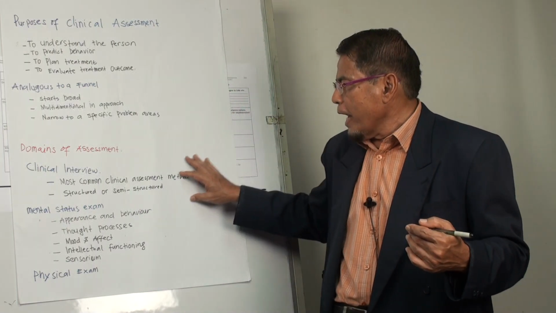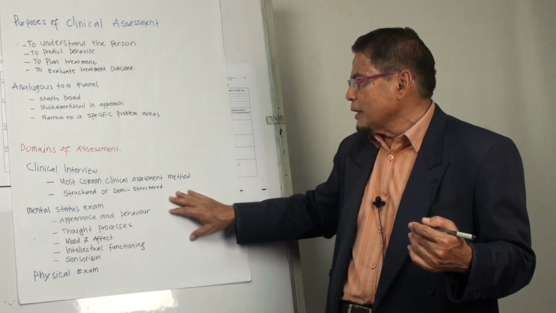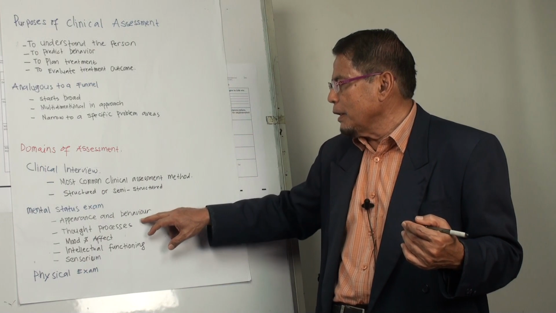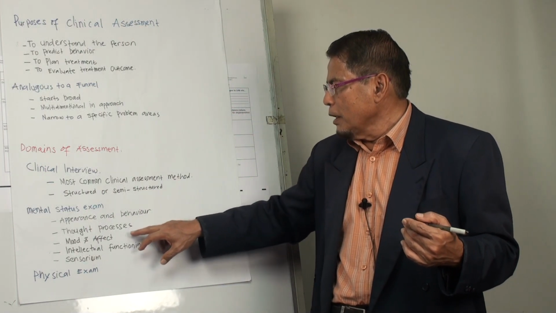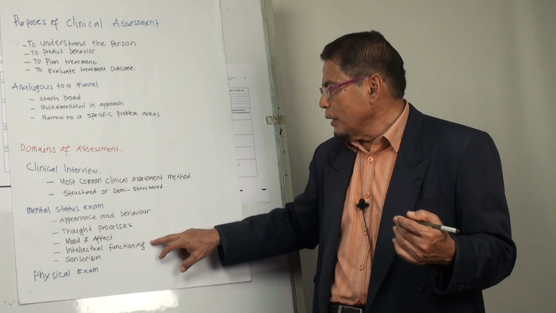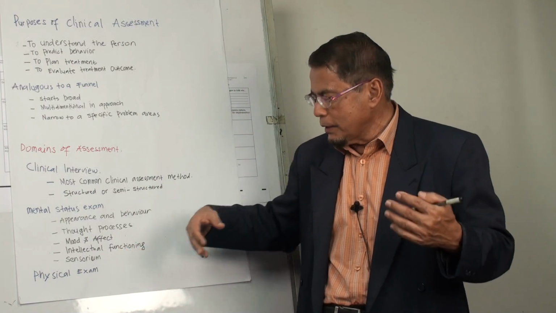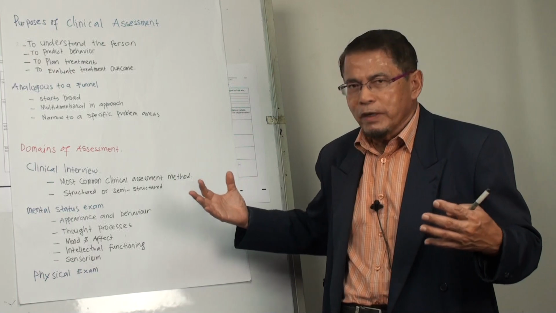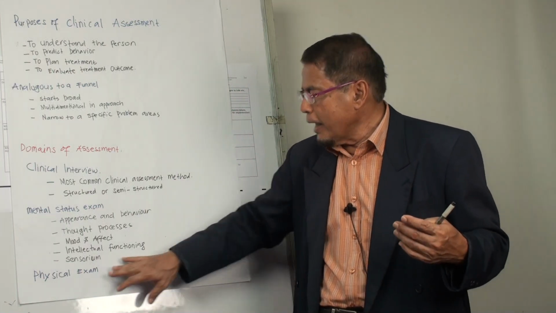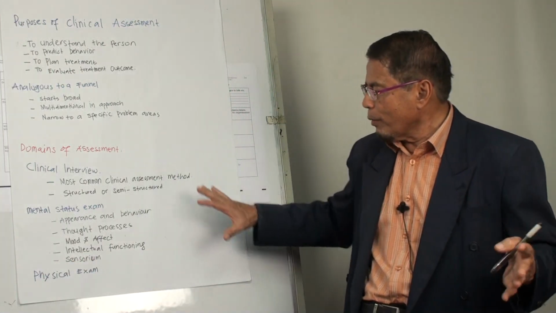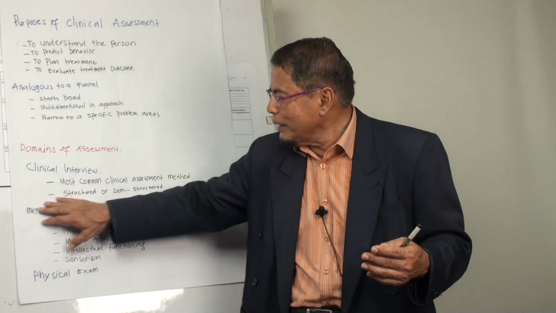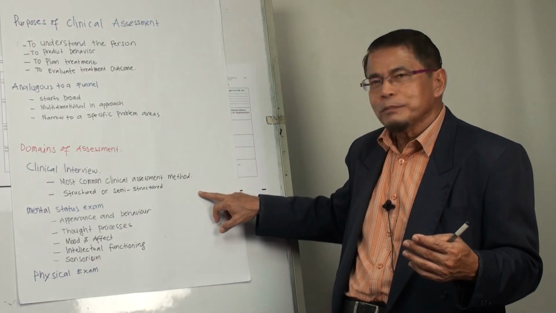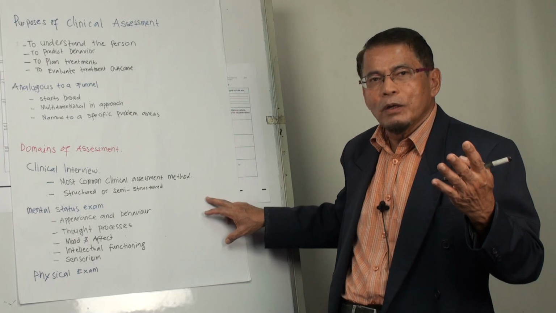Then you have the mental status examination in terms of appearance, behavior, thought processes, mood and affect, intellectual functioning, and sensorium, that is, the sensory perceptions within the body, whether it's catatonic and so on. And then you have the physical examination. So you can see from here, you have the physical ring, you have the mental ring. You don't have the mind. You don't have the ruh.